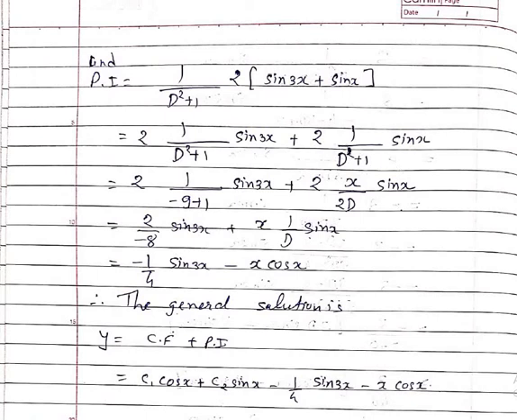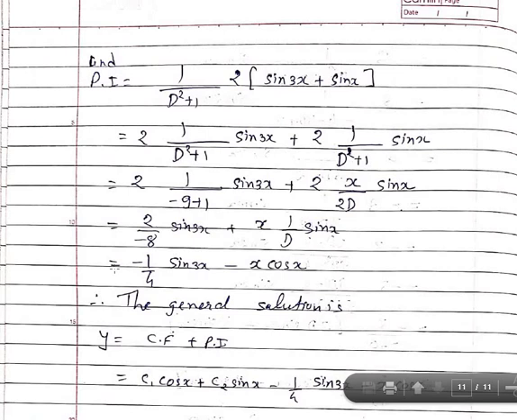So in the case of failure, you have to put x upon the derivative of this term, that will be x upon 2d. So simplifying this one, that will give 2 by minus 8 sine 3x, and plus here you have x into 1 by d of sine x. 1 by d is nothing but the integration, because d is a derivative, so 1 upon d will be integration, and that will give you minus cos x, because sine has integration minus cos.